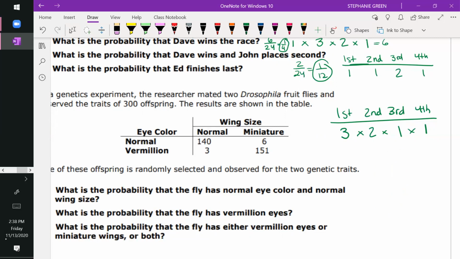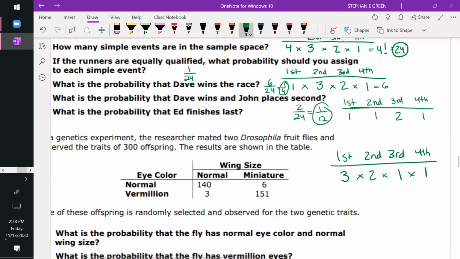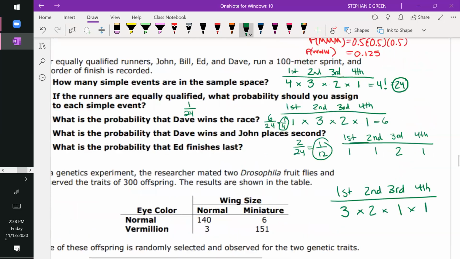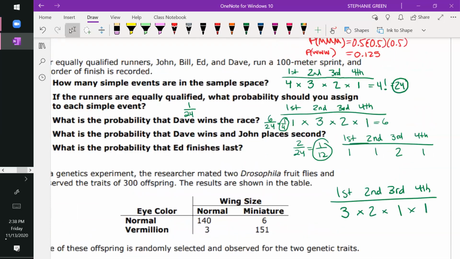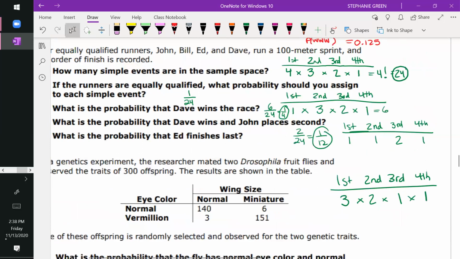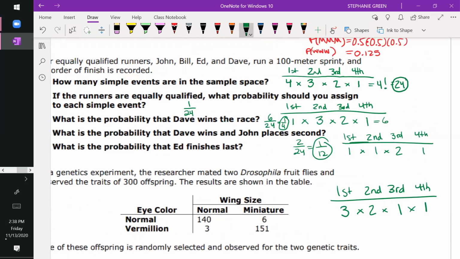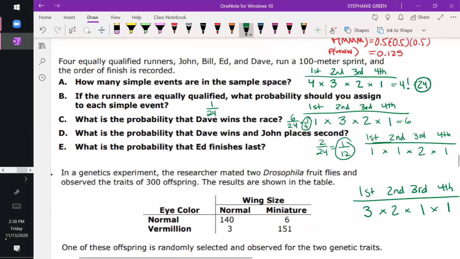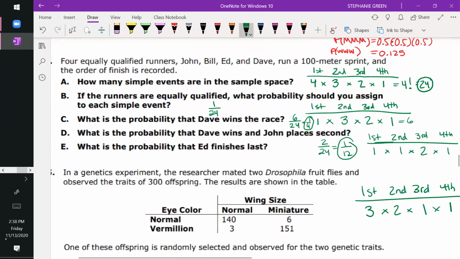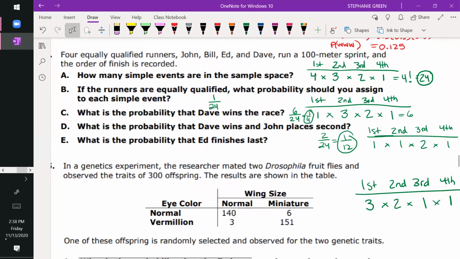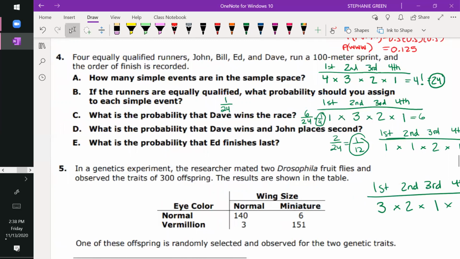So I could write all of those down like I just did, count them up, and then divide by 24. But I think using the fundamental counting principle, we called it back in Algebra 2, to find how many there is in each thing is pretty easy when we're ordering things like this. So again, that was 6 out of 24, which is 1/4.